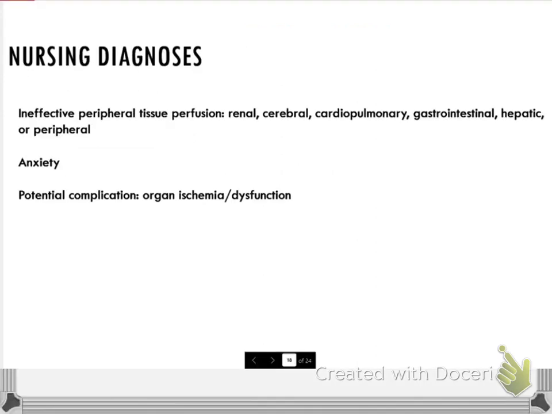I put up just the nursing diagnoses that pretty much came right out of the book, the ones the book recommended for these patients. So ineffective peripheral tissue perfusion, which is going to be every shock patient that you see, right? And it's going to be whatever peripheral tissue perfusion deficit you're seeing, be it renal, cerebral, or cardiopulmonary. Anxiety, and potential complications: organ ischemia or organ dysfunction.